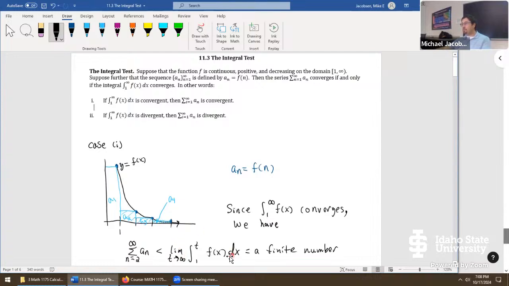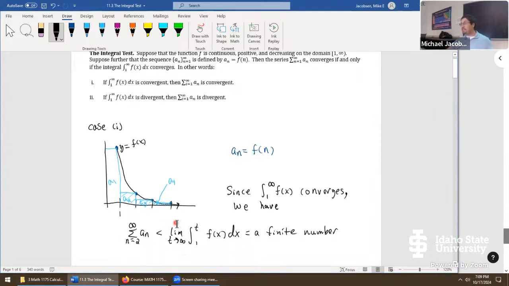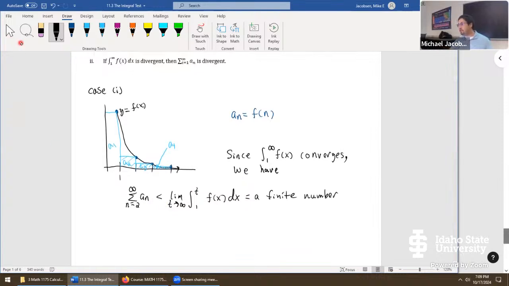So we have a finite number right here. We know that that number is larger than the sequence when we start at 2. And the convergence or divergence of a sequence never involves finitely many terms. So sure, we threw away A1, but if the rest of the terms converge because they're less than some finite number, then we get to say here, therefore, the summation from n equals 1 to infinity of a_n must converge. And this is by the integral test.